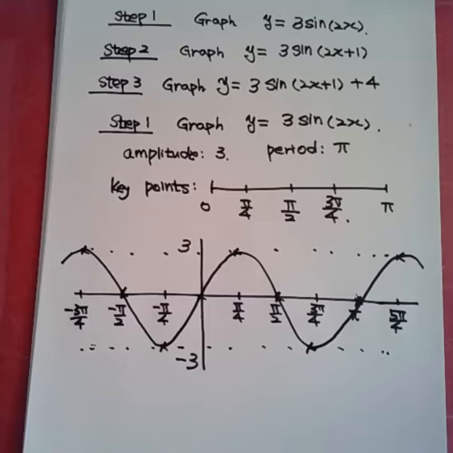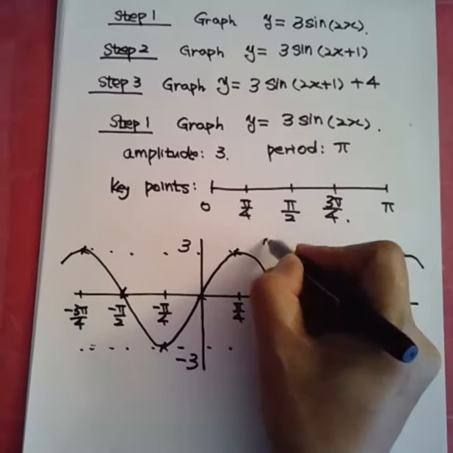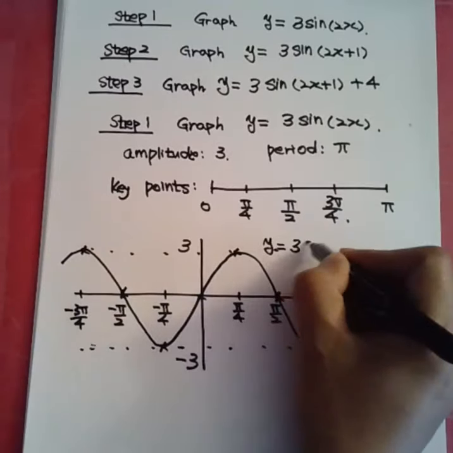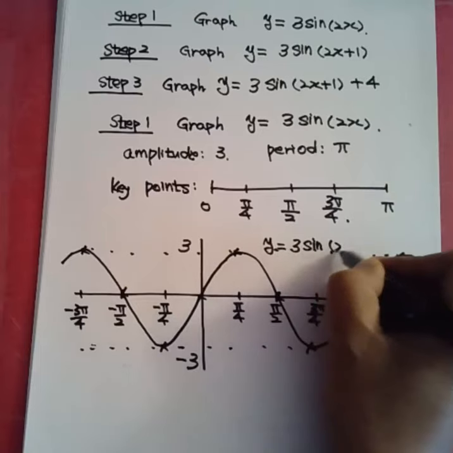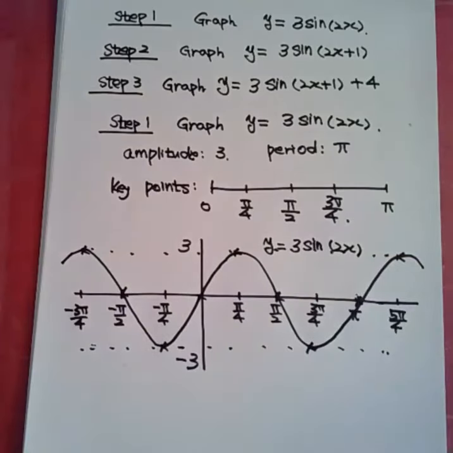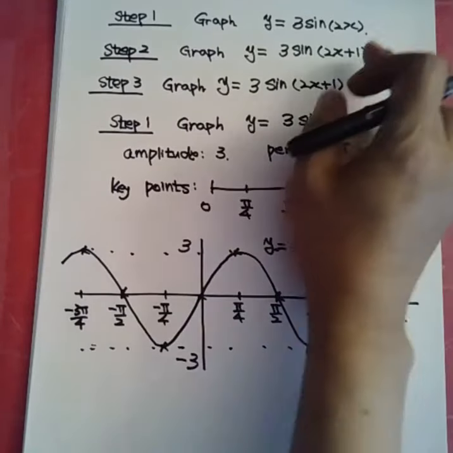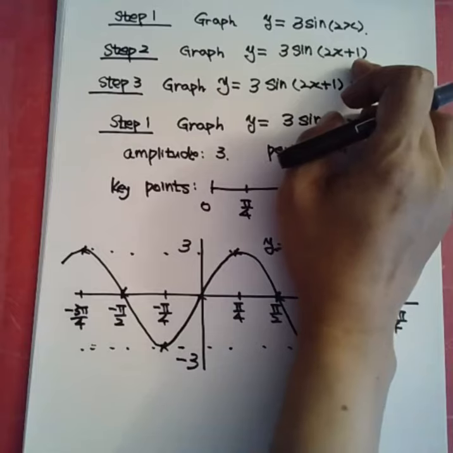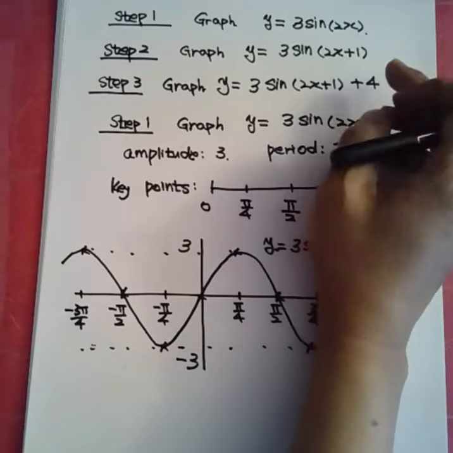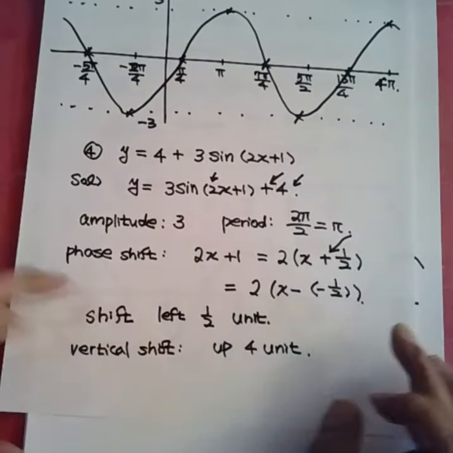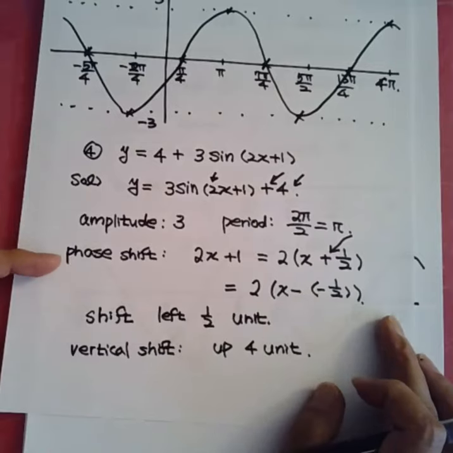That is the graph of y equals 3 times sine of 2x. The next thing we want to do is the horizontal shift. Not shift to the right pi, just a 1 over 2. Not shift to the right, shift to the left 1 over 2 unit. We already discussed that.